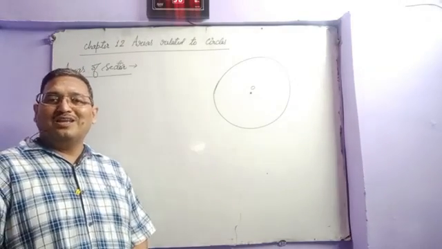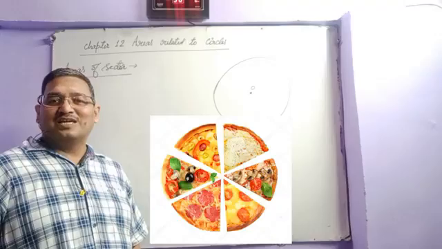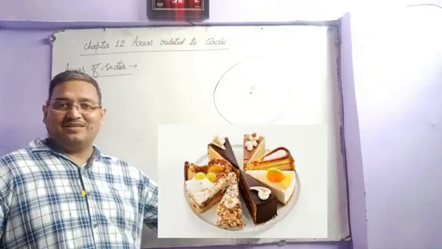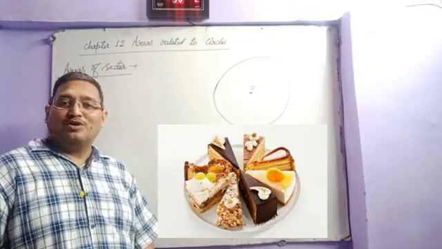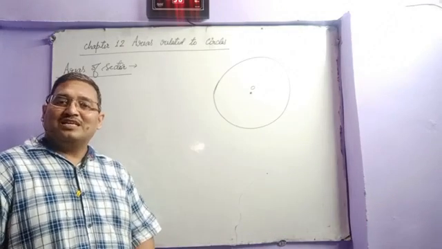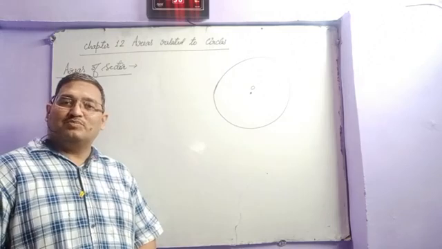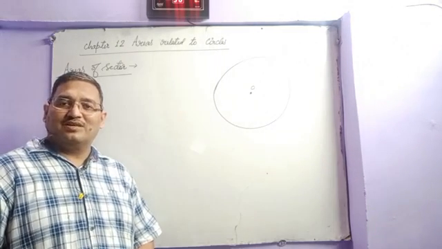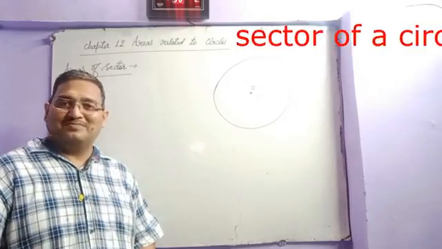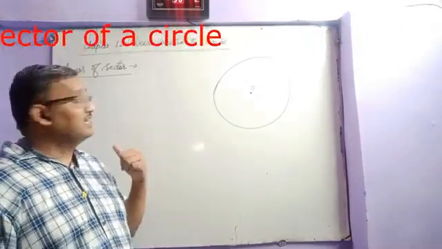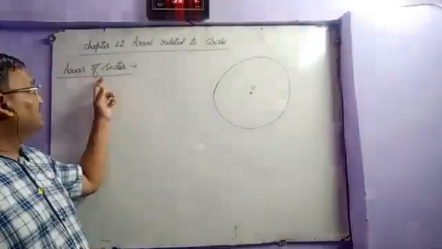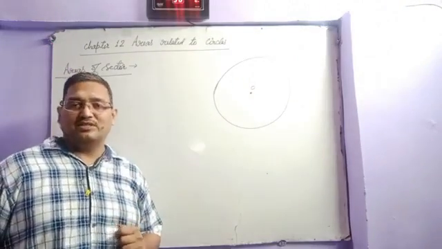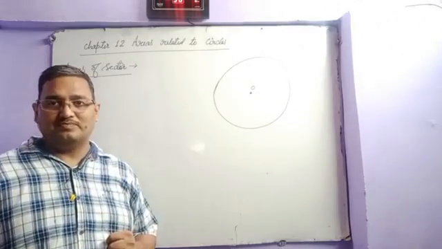Students, you all love to have pizza and pastries, cake. Have you ever thought what is the shape of the slices of pizza? It is sector, and it is sector of a circle. So now we will study about the area of a sector. But before that, we must know the definition of sector of a circle.